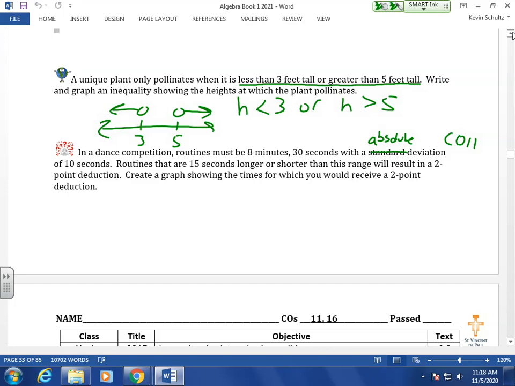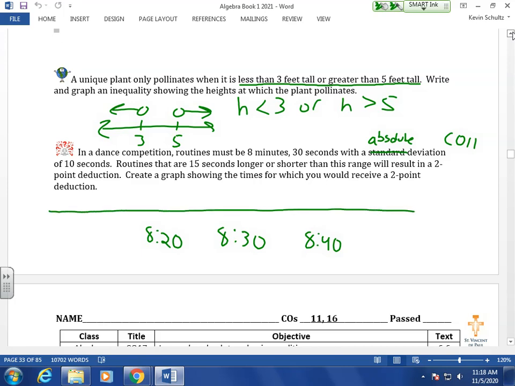In this case, our target time is 8 minutes and 30 seconds. Now, the absolute deviation of 10 seconds means that you can go 10 seconds longer, up to 8 minutes and 40 seconds, or 10 seconds shorter and still be okay, still not lose any points. Okay? So it's pretty tough to get a dance routine to be exactly 8 minutes and 30 seconds.